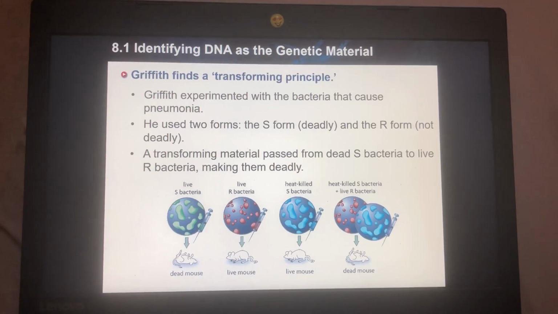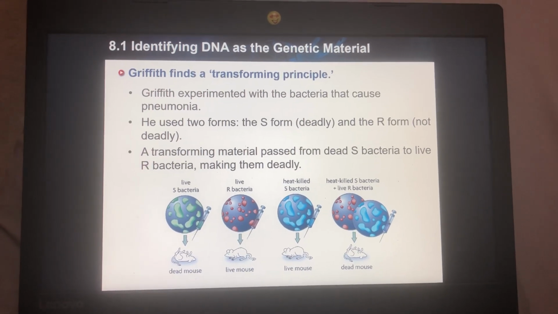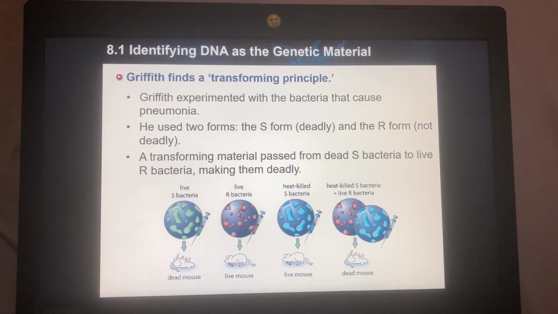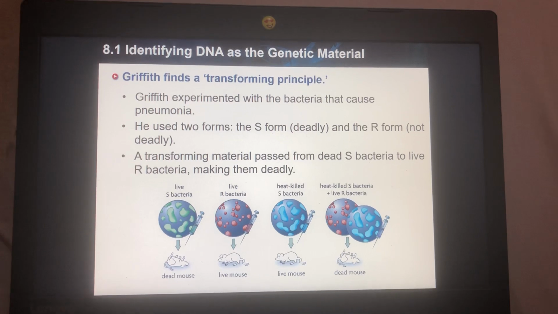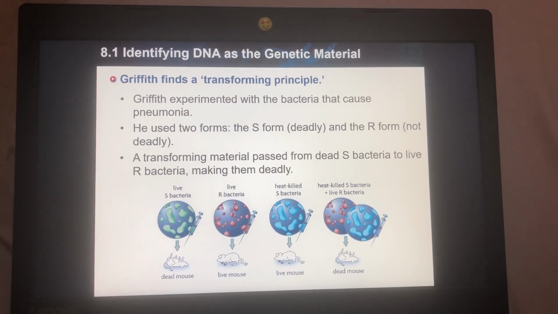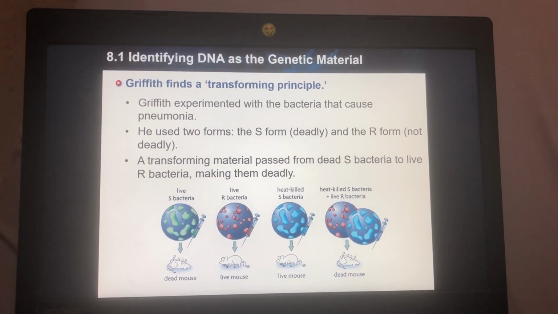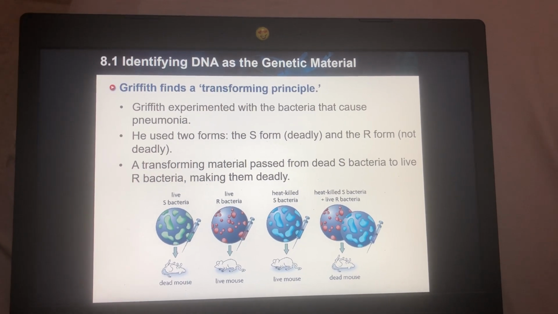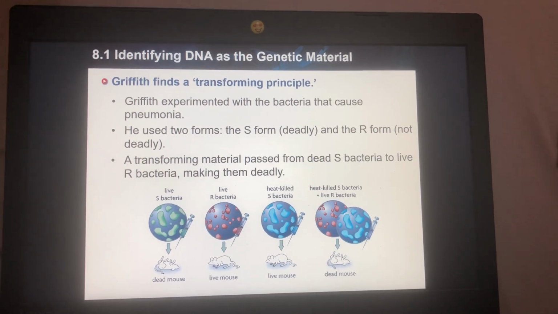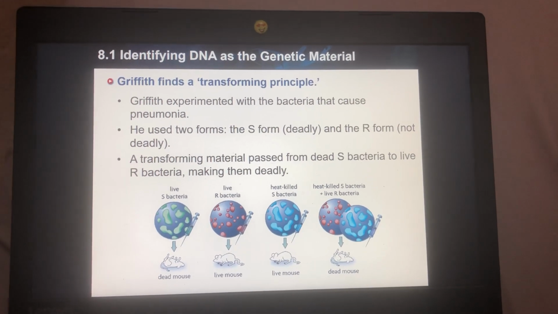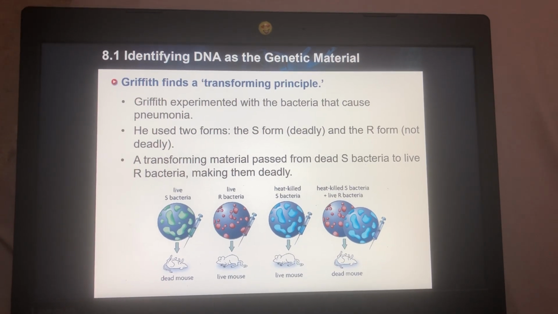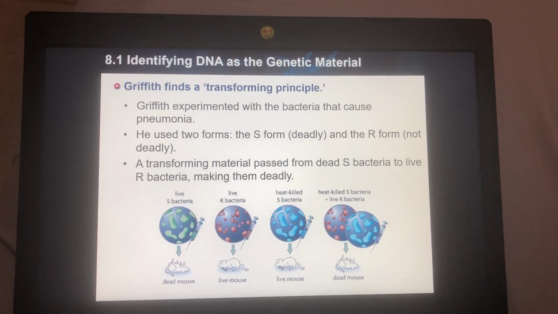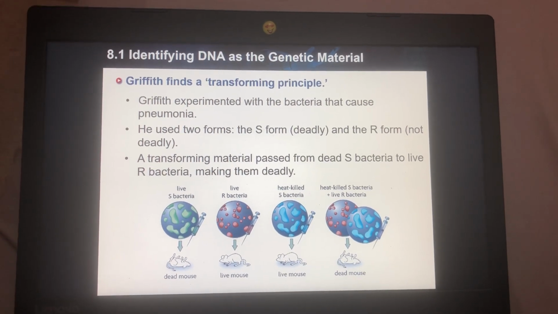So he got the heat killed S bacteria and mixed the heat killed S bacteria with R strain bacteria. Okay? And he started to inject the mouse with the mixture of heat killed S strain and R strain bacteria. R strain bacteria are not killed. So what do you expect to happen? Do you think the mouse will die or the mouse will stay alive?